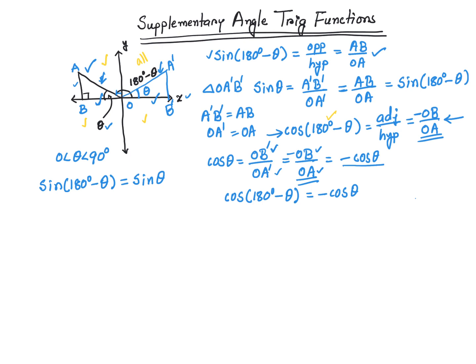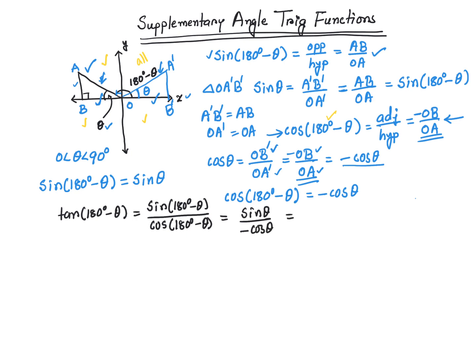Now, using sine of 180 degrees minus theta and cosine of 180 degrees minus theta, the remaining identities we could figure out easily. Tangent of 180 degrees minus theta is sine of 180 degrees minus theta divided by cosine of 180 degrees minus theta, which gives me sine of theta over negative cosine of theta, which gives me negative tangent of theta. So tangent of 180 degrees minus theta is negative tangent of theta.